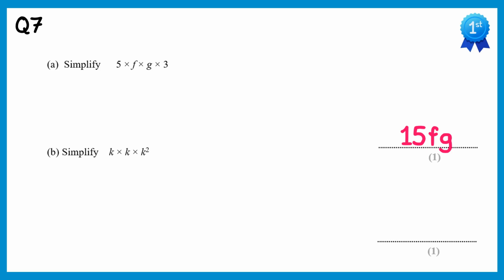For the next part of this question, we've got k times k squared. Now k squared means k times by k again. So let's replace the k squared with k times k. Now we've got 4 k's times together, so k times k times k times k, which must be k to the power 4.